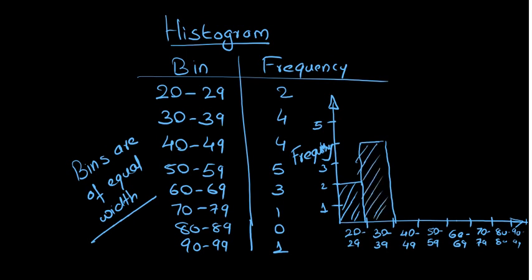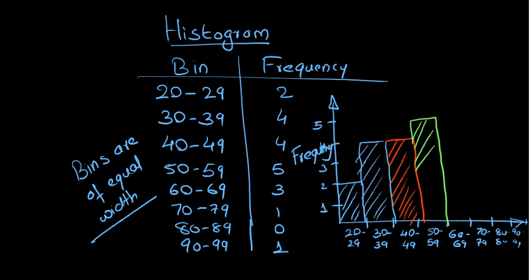Maybe I will use some other color for 40. 40 to 49 is 4 units, again same. You can choose all these colors in an Excel, different colors you can choose for different bins. 50 to 59, all this can be automated in an Excel. 50 to 59 is 5, okay.